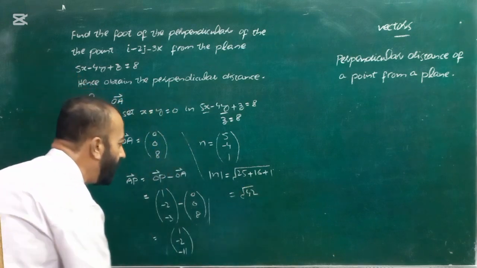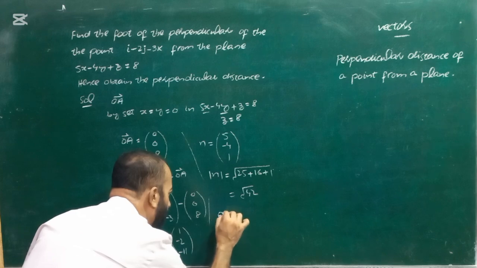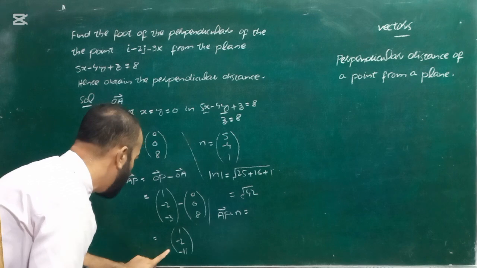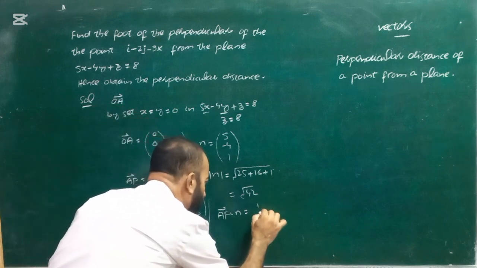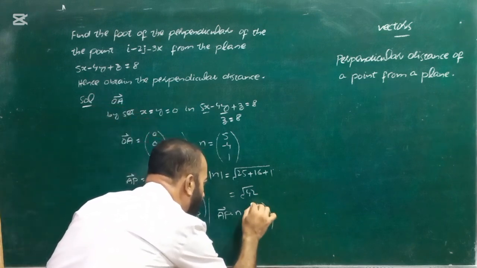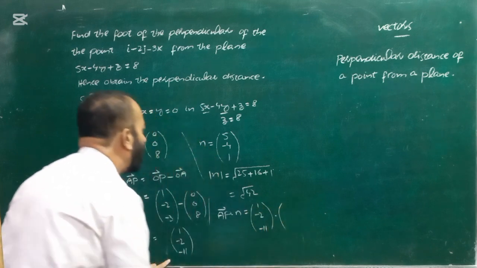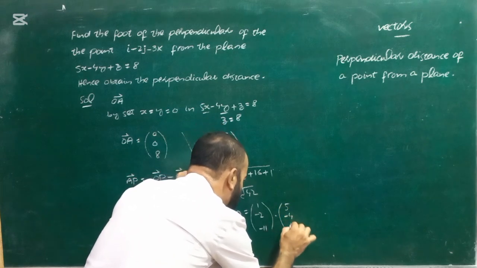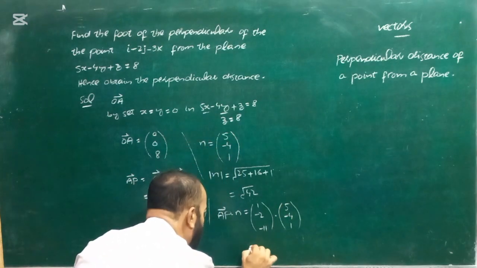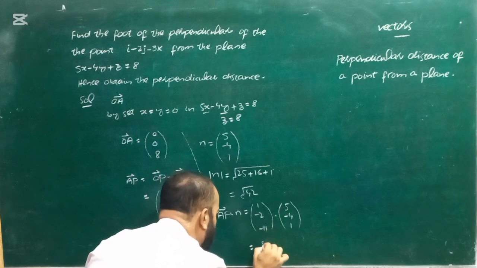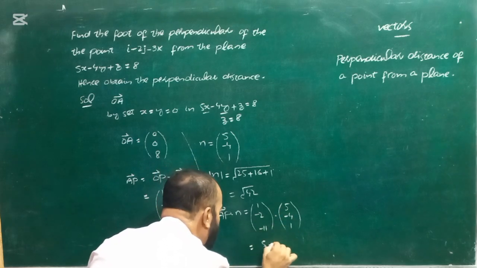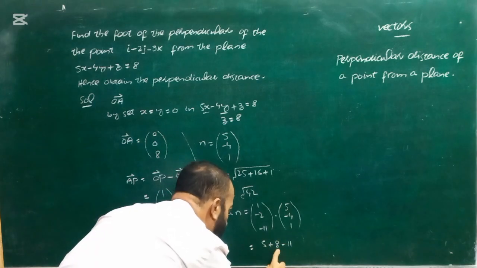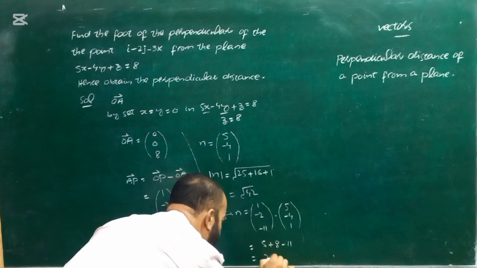Okay, finally we are in the final stages. So AP dot n is required. So here is AP, 1, minus 2, minus 11, dot normal vector, and here is normal vector 5, minus 4, 1. So from here you can see 5 plus 8 and minus 11. So 5 plus 8 is 13, minus 11 is 2.